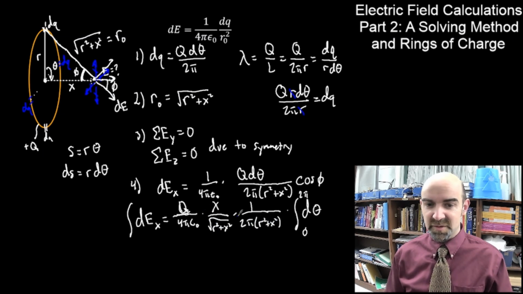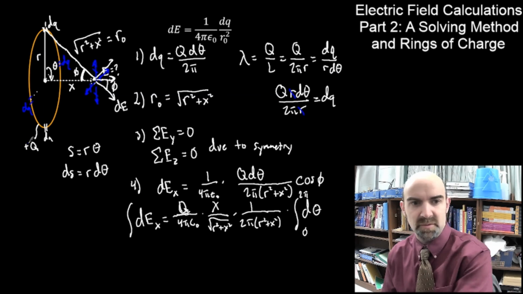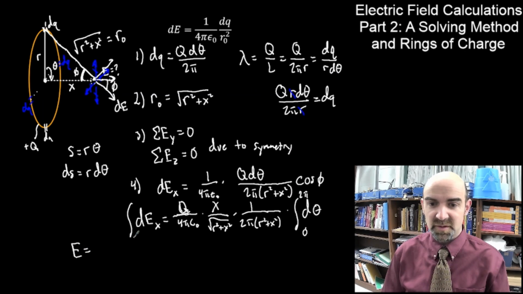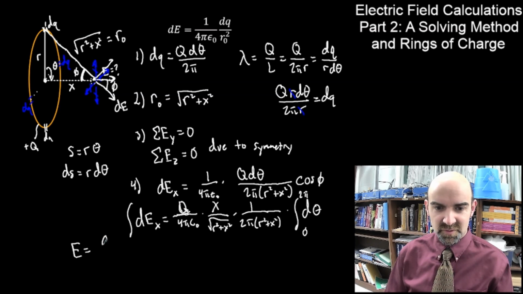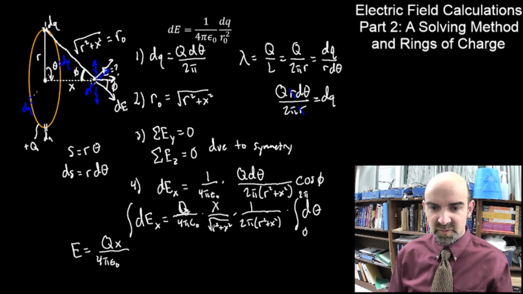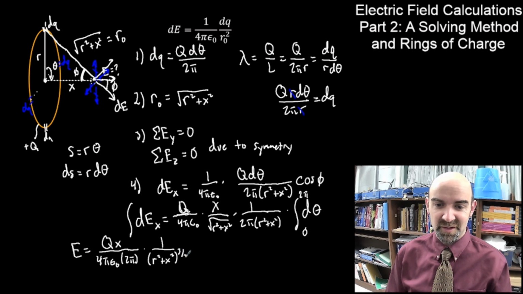We can combine this term and this term. We get electric field is equal to, let's see, Q X over 4 pi epsilon naught. And then we have another 2 pi in there. I'm going to leave that as 2 pi. We'll see why. And a 1 over the square root of r squared plus x squared quantity to the 3/2, if I combine that term and this term.